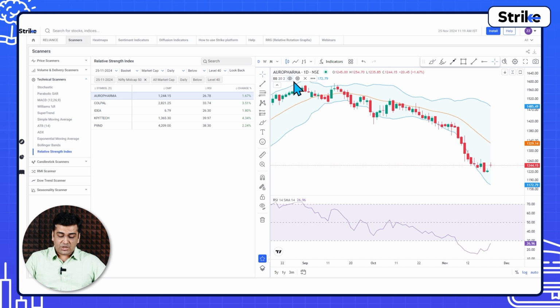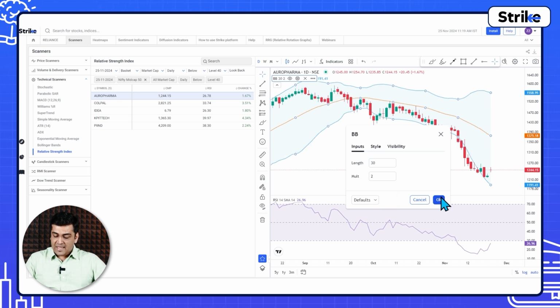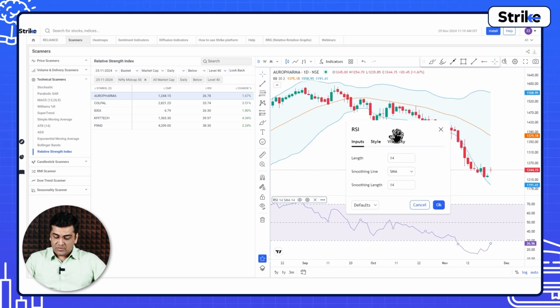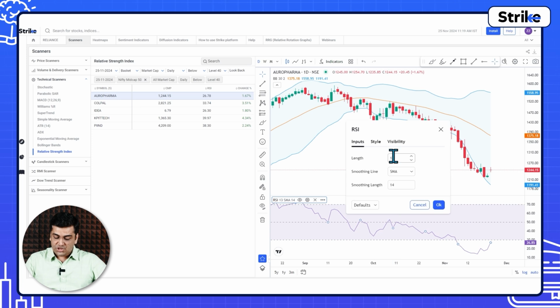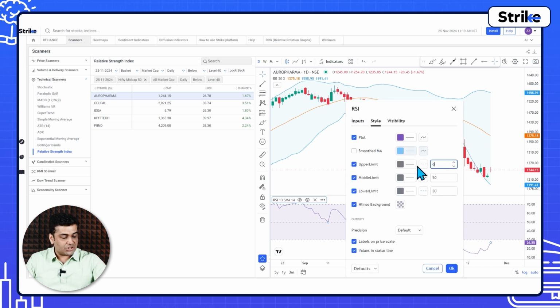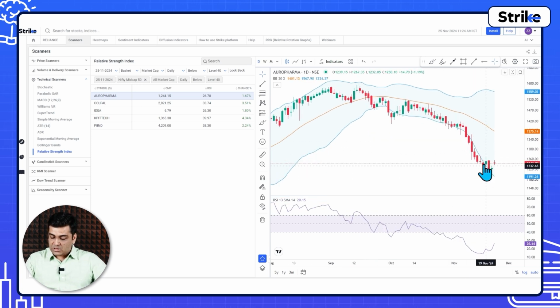By default the Bollinger Band setting is 20. What we can do is go to the settings, and instead of length 20 we will do a 30 length and say okay. RSI, we will keep it 14 itself, or we can convert it into a 13. And overbought and oversold levels, instead of 70 we will change it to 60, and instead of 30 we will change it to 40. So here we have Aurobindo Pharma, which has gone below the band and has started coming inside the band. RSI is below 40 and rising. So there could be a trading opportunity over here.